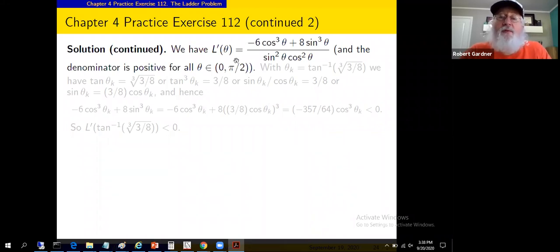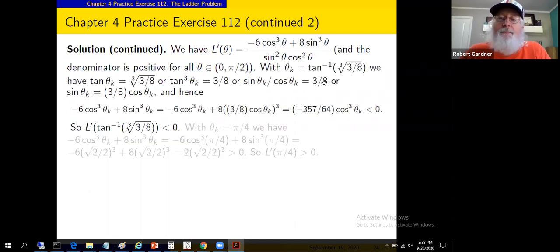So here's where we are. We've found the derivative. The denominator is always positive, by the way, because it involves things squared. These things are non-zero over this interval. So the sign of this is entirely determined by that numerator. Okay. Let's take theta sub k. That's that test value. We represented test values with k, so I'll put a subscript of k on this. Let's take theta sub k to be the tangent inverse of the cube root of 3/8.